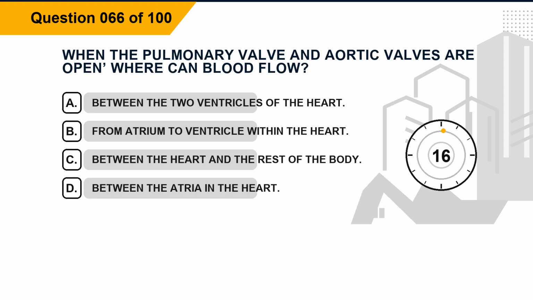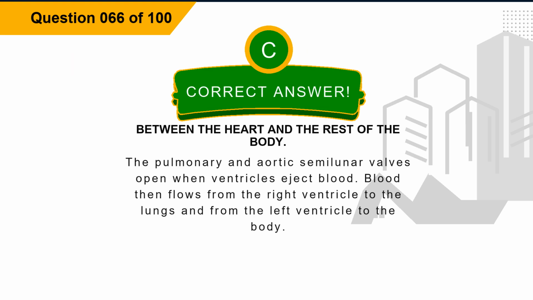Question 66. When the pulmonary valve and aortic valves are open, where can blood flow? Option A, between the two ventricles of the heart. Option B, from atrium to ventricle within the heart. Option C, between the heart and the rest of the body. Option D, between the atria and the heart. The correct answer is option C, between the heart and the rest of the body. Explanation. The pulmonary and aortic semilunar valves open when ventricles eject blood. Blood then flows from the right ventricle to the lungs and from the left ventricle to the body.